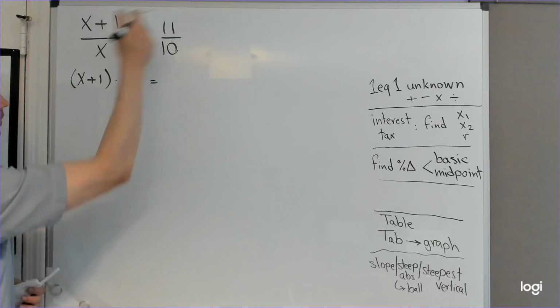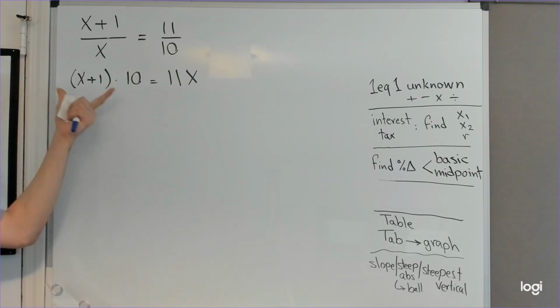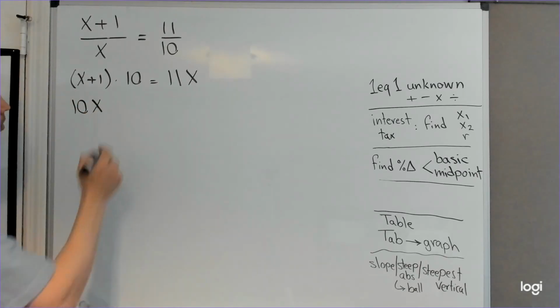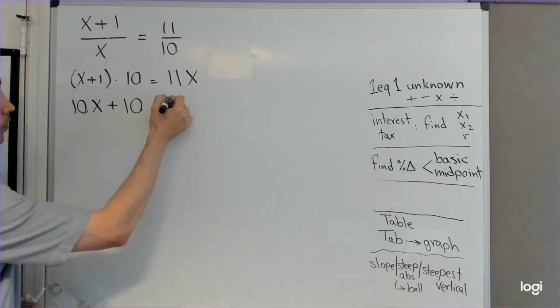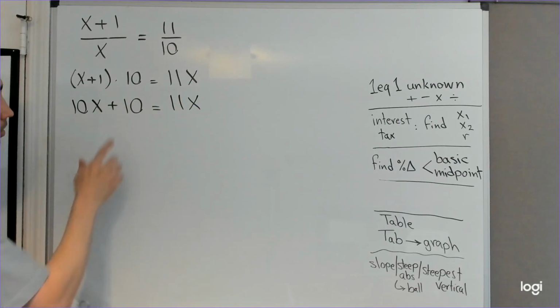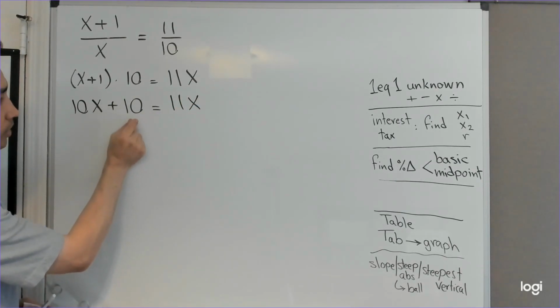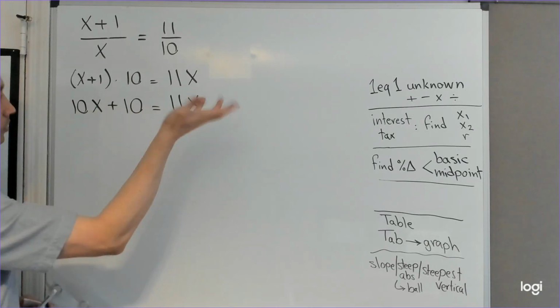equals 11 times x. Now I distribute the parentheses, so it's going to be 10 times x, or 10x, plus 1 times 10, which is 10, is equal to 11x. It's not really helpful to eliminate 10 here, because if I try to eliminate it here by subtracting 10, another minus 10 will appear here, so it's not really helpful.